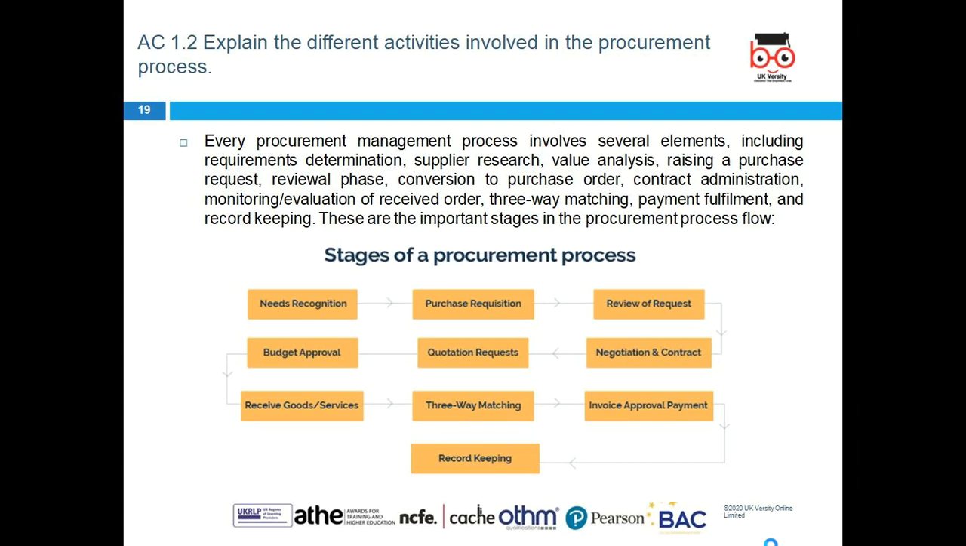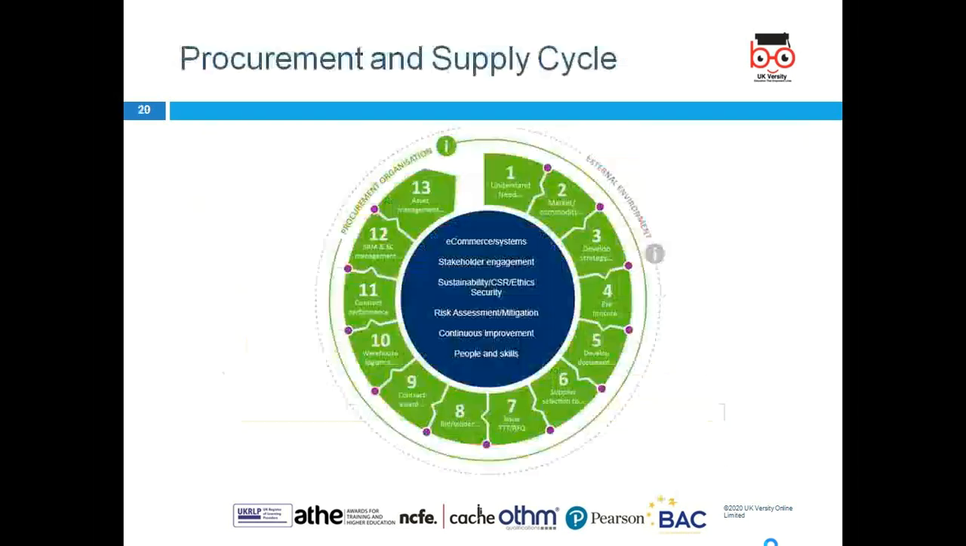So payment fulfillment and record keeping. All the received orders, three-way matching, payment fulfillment, and record keeping: we need to make sure they are properly matched between them. Otherwise, according to the CIPS, the Chartered Institute of Procurement, they developed this procurement organization and external environment, which also has an impact.